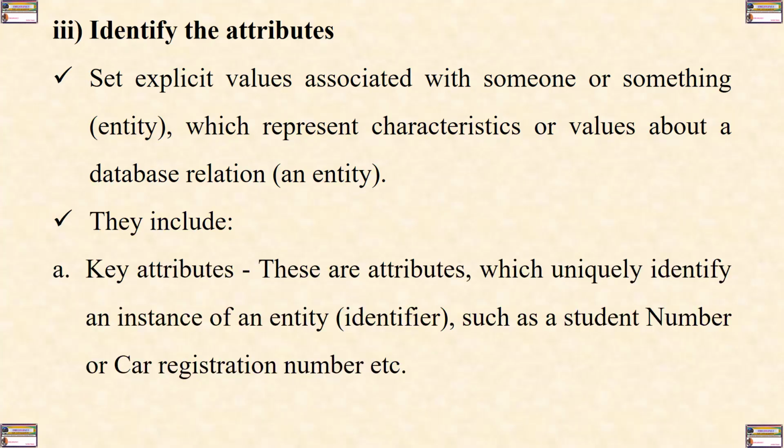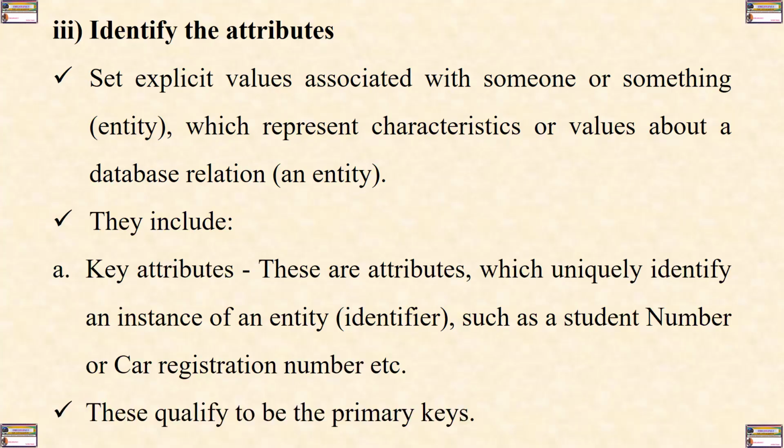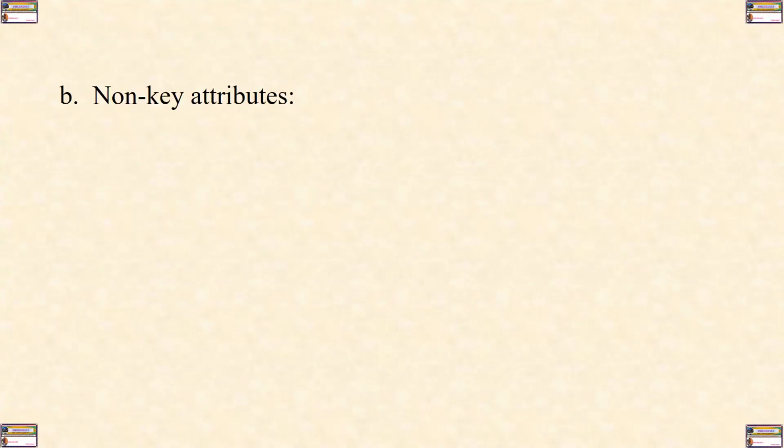They include, 1, the key attributes. What are key attributes? These are attributes which uniquely identify an instance of an entity or identifier, such as a student number or car registration number, etc. So those are called attributes. You can even call them fields, by the way. Now, these qualify to be primary key. So any of them can serve as a primary key as long as it contains unique values.